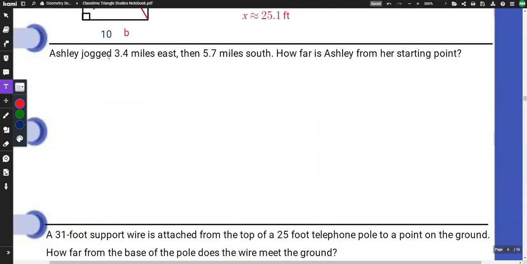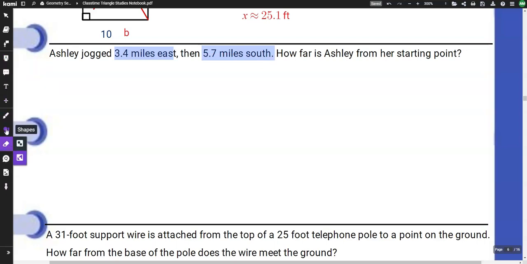Ashley jogged 3.4 miles east and then 5.7 miles south. As a reminder, we generally are going to consider north to be up, south to be down, east to be right, west to be left, just like the compass rose. Okay, so we know she's going 3.4 east, 5.7 south.